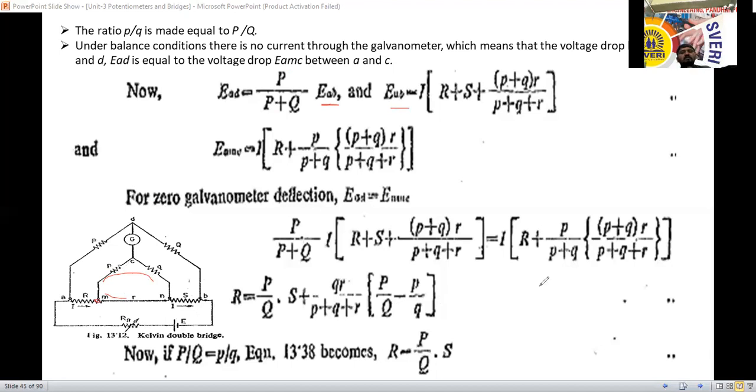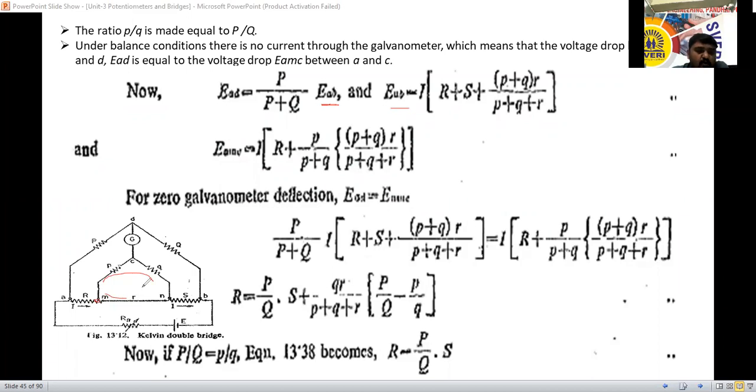Now, if two resistances R1 and R2 are connected in parallel, what is the formula? R1 R2 divided by R1 plus R2 only we will write. Yes. So P plus Q, these two are in series, in parallel with R.